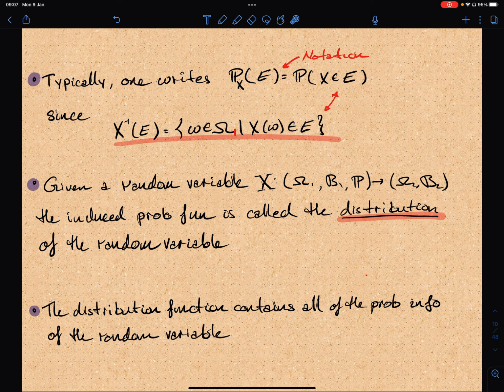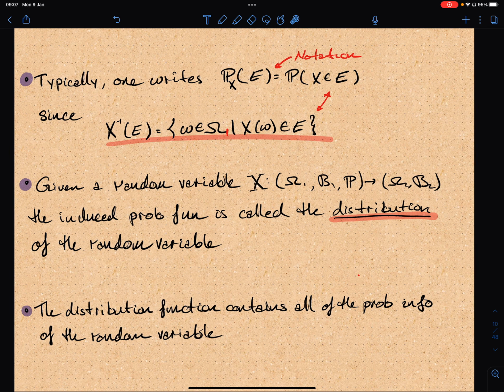Additionally, if we have a random variable x, then the induced probability function is given the name of a distribution. This is going to be the distribution of the random variable x, and sometimes we'll use similar names. But the distribution function is really the probability function for x. As I mentioned, the distribution function contains all the probability information of the random variable. This is what is important, and this is what we need to study.